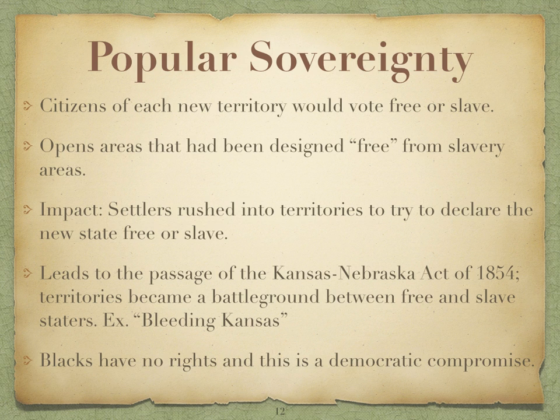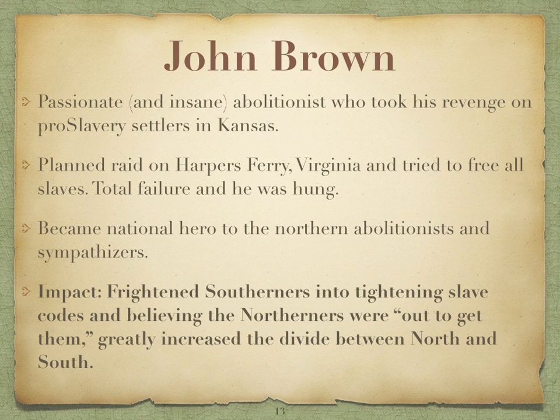And eventually, by 1854, you end up with a war, the Kansas-Nebraska Act. The Southerners coming in to fill the ballot boxes. They weren't legal voters, but that's what they did. And the blacks obviously had no rights.